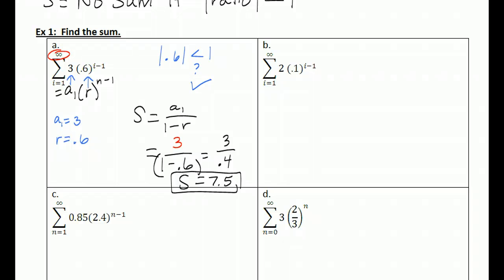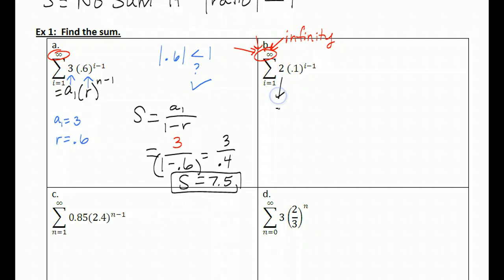Alright, let's do another one. So again, I know it's infinite because it has an infinity sign on top. And now this is important because on the test it's not going to tell you what type of problem is what. So you need to be watchful here. If it has the infinity sign, it's this type of problem, it's infinite. If it has a number there, then the same rules apply as section 11.3.